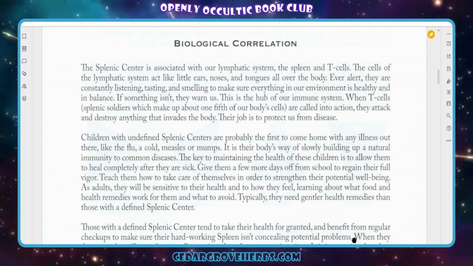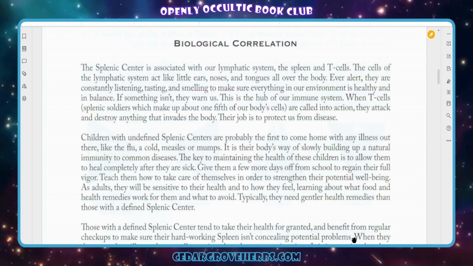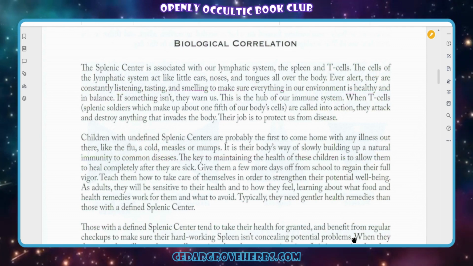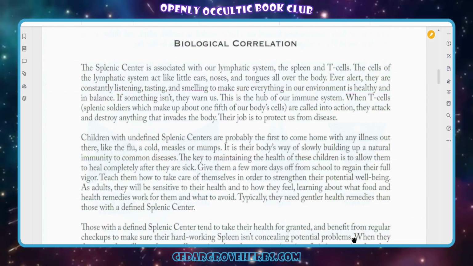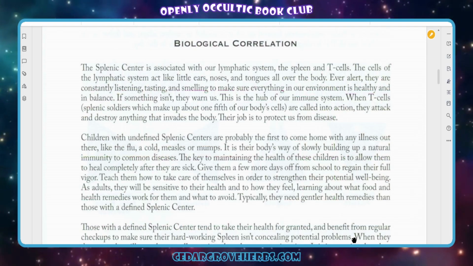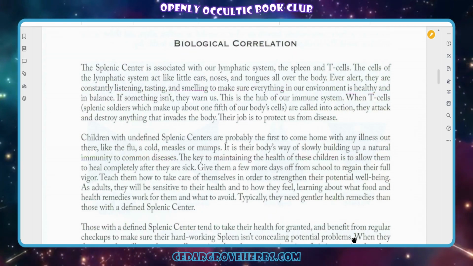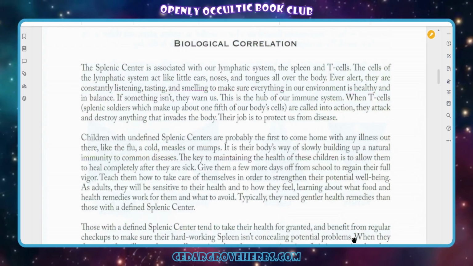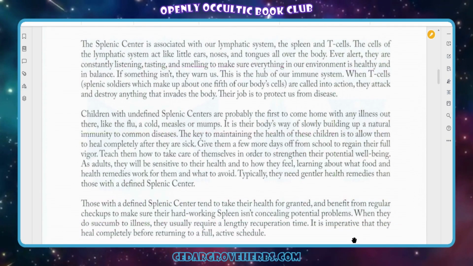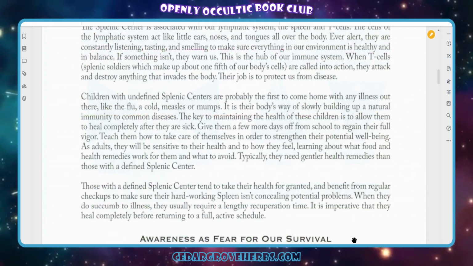When T cells, splenic soldiers, which make up about 1/5 of our body's cells, are called into action, they attack and destroy anything that invades the body. Their job is to protect us from disease. Children with undefined splenic centers are probably the first to come home with any illness out there, like the flu, a cold, measles, or mumps. It is their body's way of slowly building up a natural immunity to common diseases.